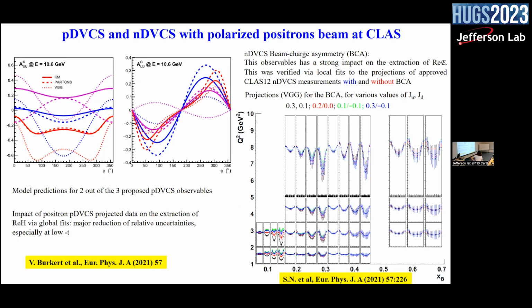There were proposals and letters of intent for both proton and neutron DVCS using a polarized positron beam at CLAS. Here there is a figure showing predictions of different models for these asymmetries, and the impact of this kind of measurement: if you do GPD fits to the projection of the observables that we could measure, they show that it impacts a lot the uncertainties on the real part of the GPD H.